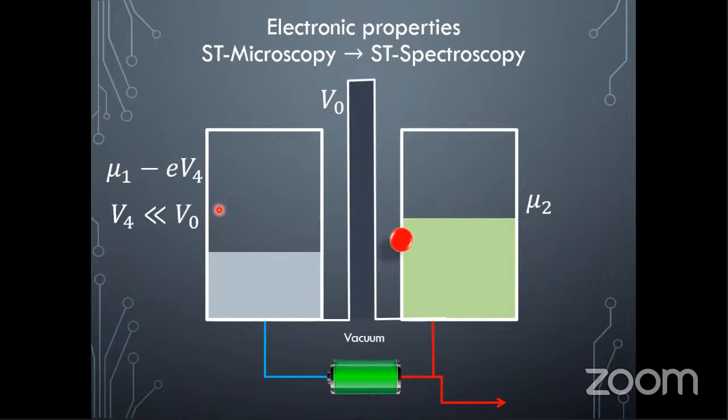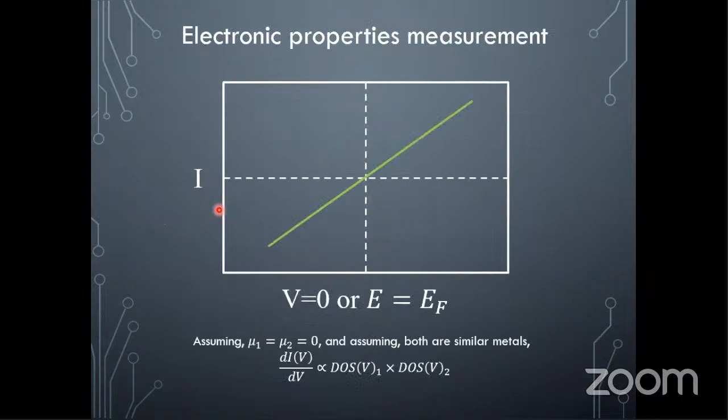Using this amount of bias and the tunneling current which is happening for metal to metal tunneling, the IV characteristic looks like this green line here. This is for metal to metal tunneling. And I have already shown you that the dI/dV is nothing but the product of the density of states of metal 1 times metal 2, and this is actually constant. So dI/dV is constant for metal to metal tunneling.